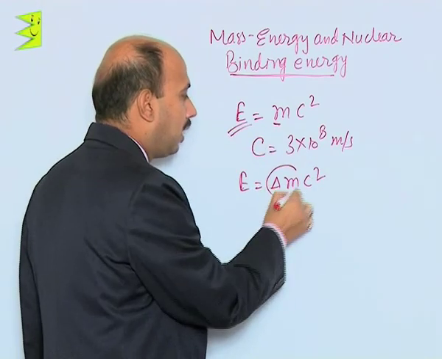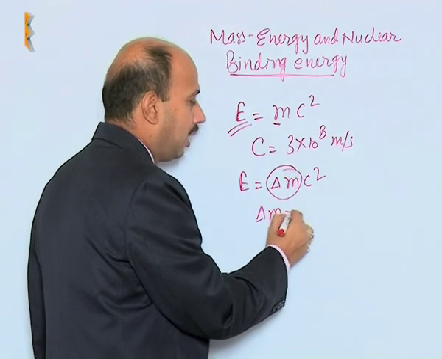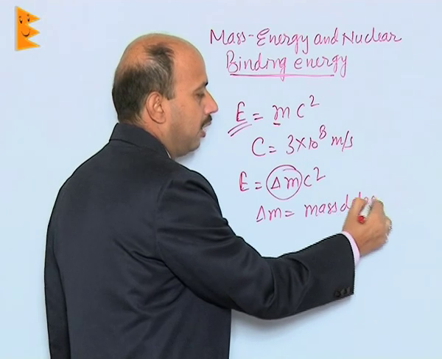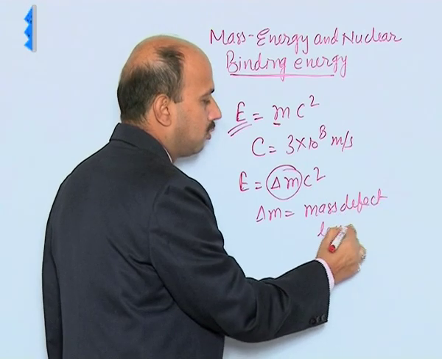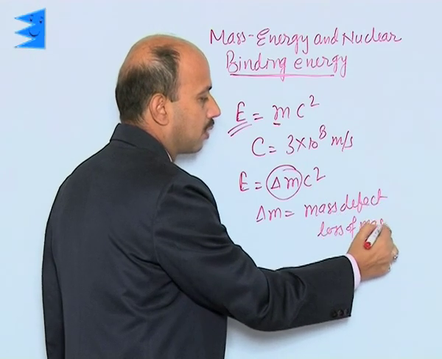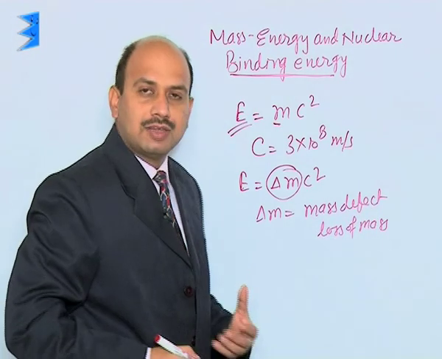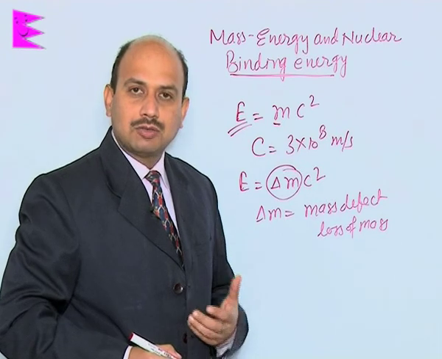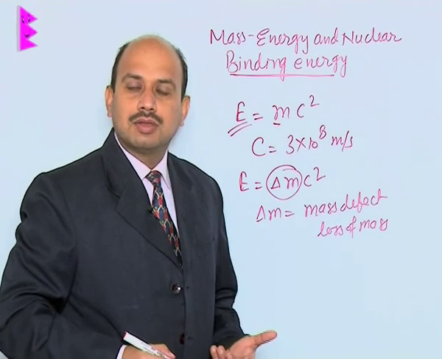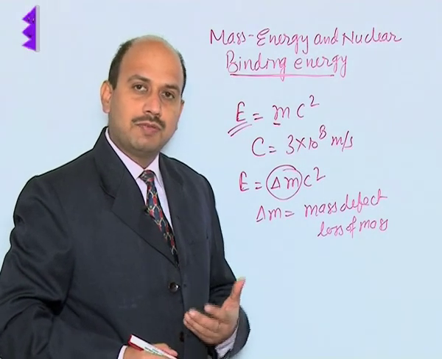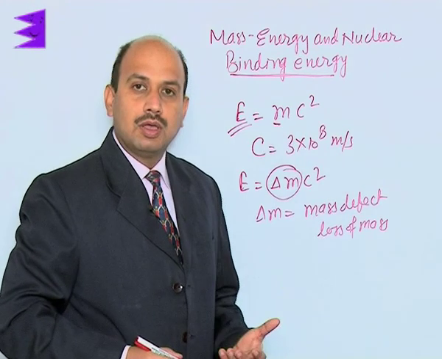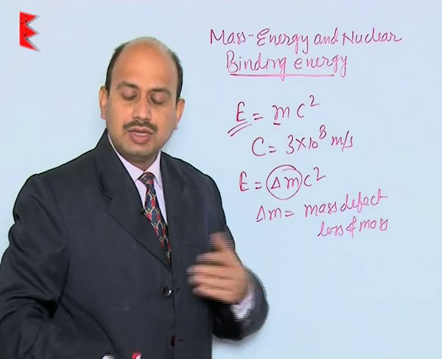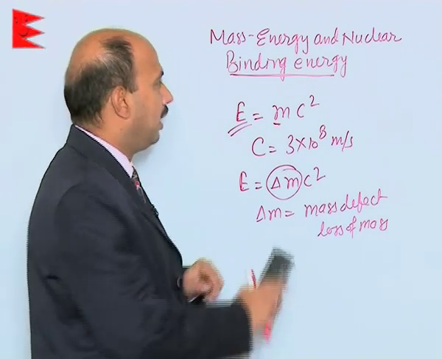Here the delta m is called mass defect. It means loss of mass. Whenever a nuclear reaction takes place, there is a loss of mass. If you take the mass of the reactant minus the mass of the product, you will get delta m, that is called mass defect. Generally, the mass defect is measured in AMU.